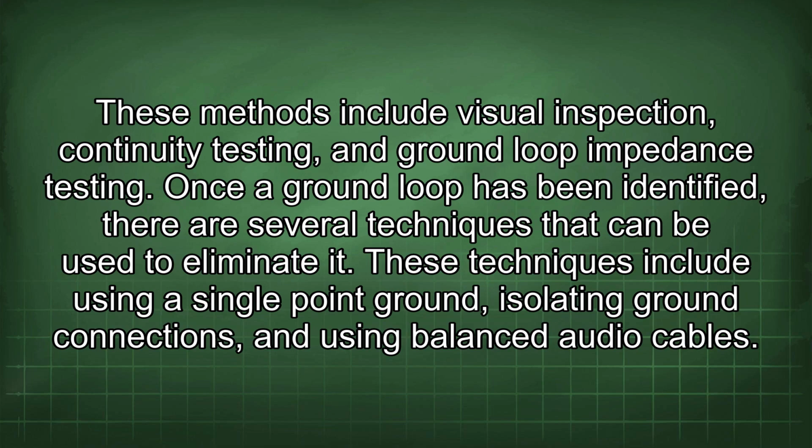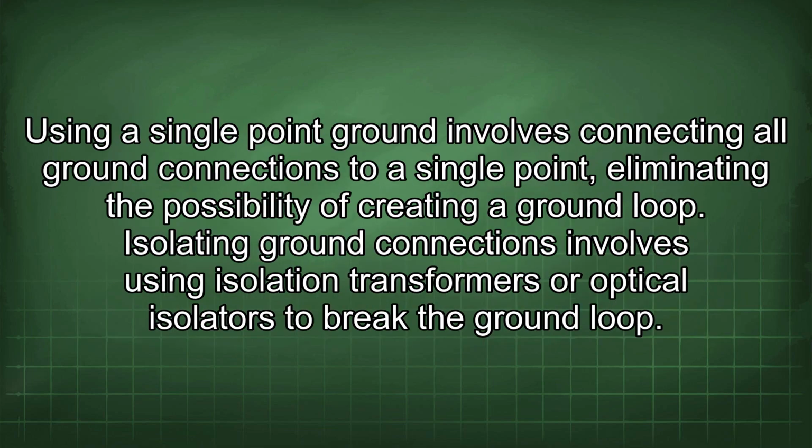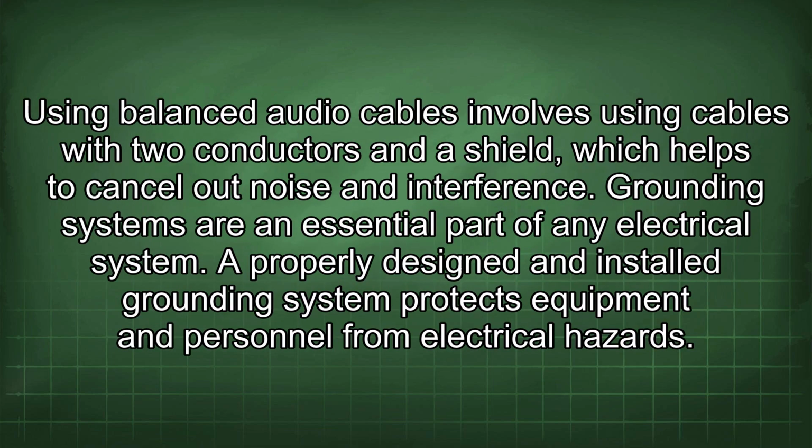Once a ground loop has been identified, there are several techniques that can be used to eliminate it. These techniques include using a single-point ground, isolating ground connections, and using balanced audio cables. Using a single-point ground involves connecting all ground connections to a single point, eliminating the possibility of creating a ground loop. Isolating ground connections involves using isolation transformers or optical isolators to break the ground loop. Using balanced audio cables involves using cables with two conductors and a shield, which helps to cancel out noise and interference.